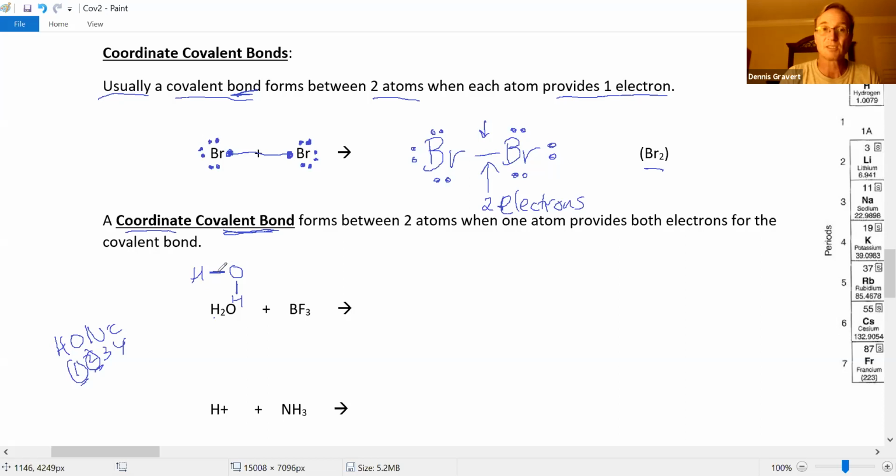So oxygen sees 2 lines. 1 line equals 2 dots. Oxygen only sees 4 dots, 4 electrons. It needs to see 8. So this is a fast way of getting to the Lewis dot structure of water. That's correct now. 8 dots, 8 electrons are around oxygen.